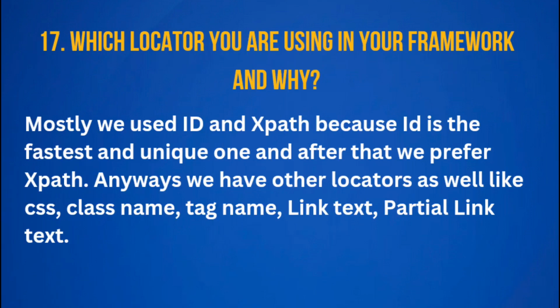Next question is, which locator are you using in your framework and why? Answer: mostly we use ID and XPath because they are the fastest and unique ones, and after that we prefer XPath. Anyways, we have other locators as well like CSS, class name, tag name, link text, partial link text.